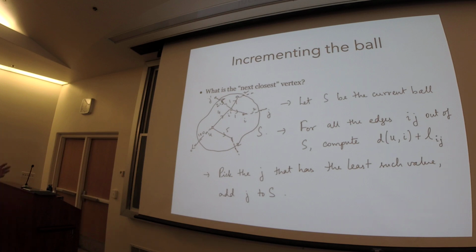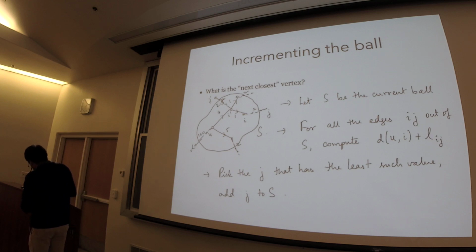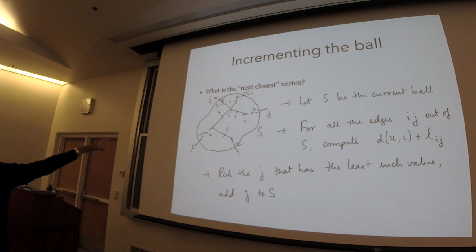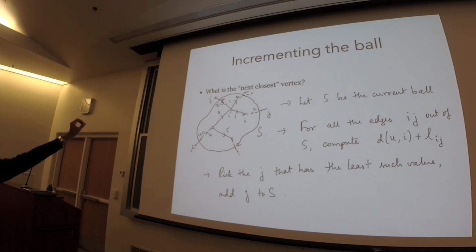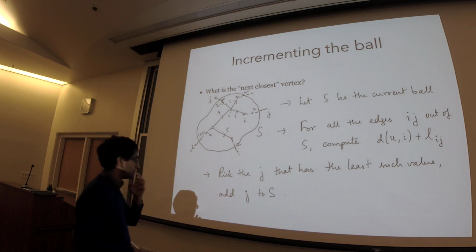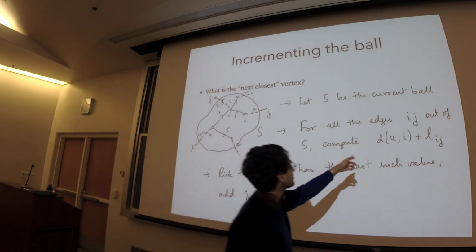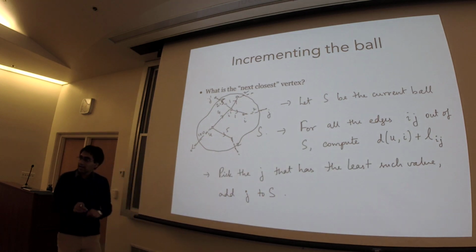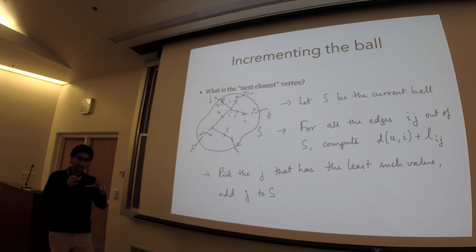And I claim that now I have found... I haven't formally written down the claim here, but it's the algorithm. So you have the set of vertices that are at a certain radius, and now you look at all the edges that go out. So I is inside and J is outside. Of those, you pick the J that has the least value of this distance from U to I plus the length. And I claim that that is the closest vertex outside of S to this vertex.